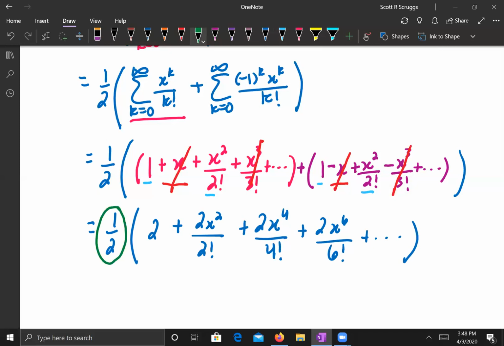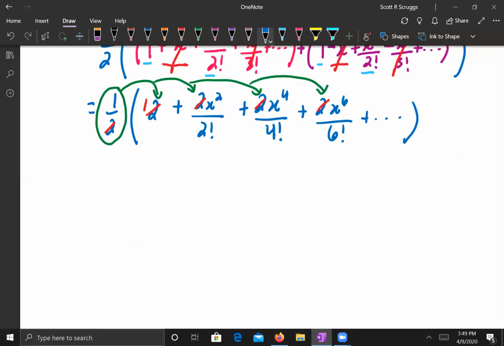We could simplify this further because of that 1/2 in the front. I could distribute it to all of them, and because I'm distributing that 1/2 to all of them, it's going to cancel out the 2's that appeared when I was combining like terms. Meaning I have 1 plus x squared over 2 factorial plus x to the 4th over 4 factorial plus x to the 6th over 6 factorial, dot, dot, dot. I kept on going.